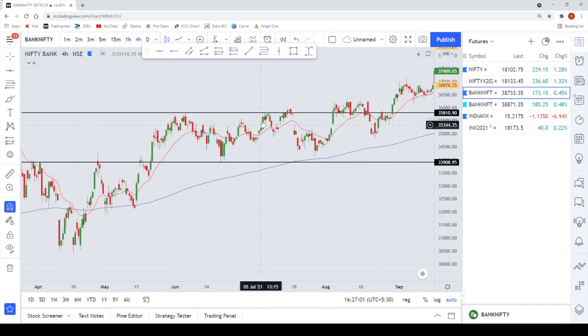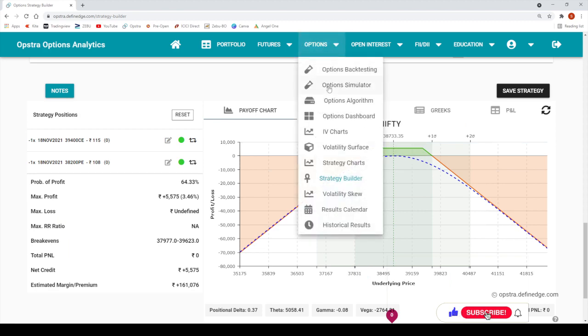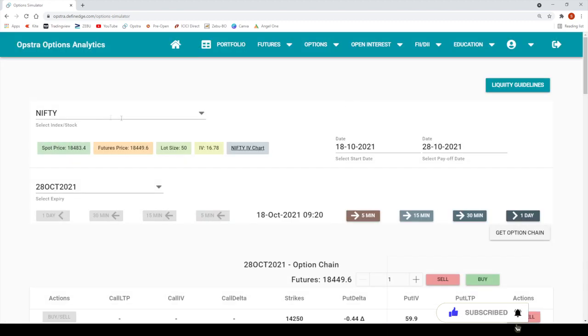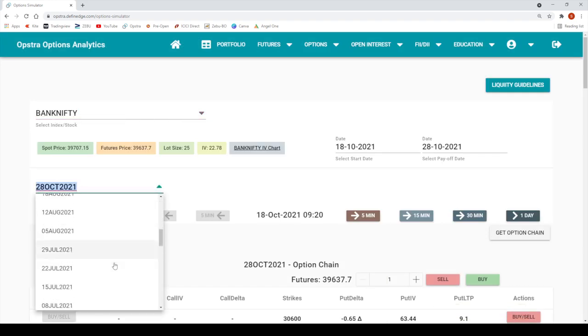In the month of July, the price retested the resistance level and came down to somewhere in the middle of the support and resistance. So I am going to take this particular week for our back testing. This is around 9th July. So we will go to the option simulator and select Bank Nifty. So that is 9th July.